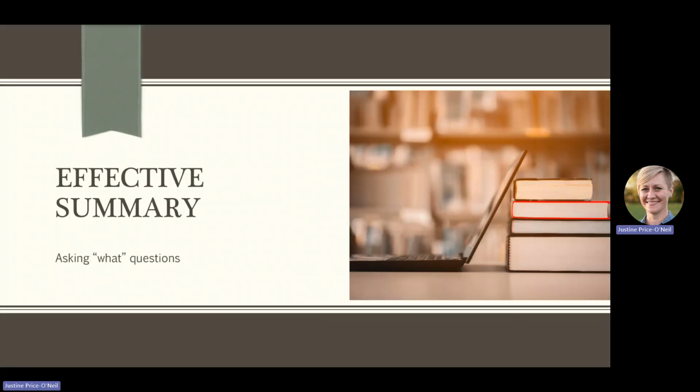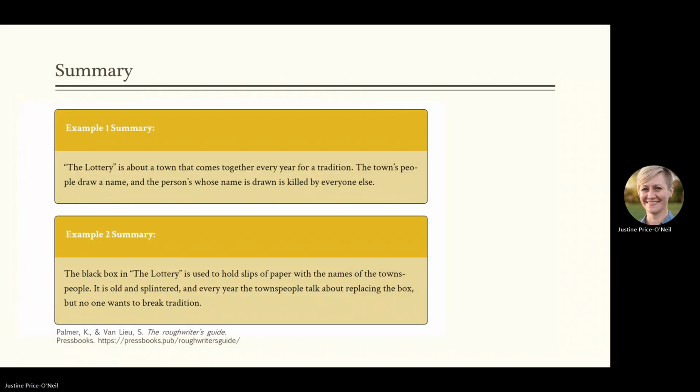Okay, so now that we know how summary and analysis are different, let's look at examples of how to summarize effectively. So we'll look at effective summaries first. When thinking of summary, you want to be asking and answering what questions, as you are essentially reporting on the topic. So let's take a look. So here are some examples of effective summary.